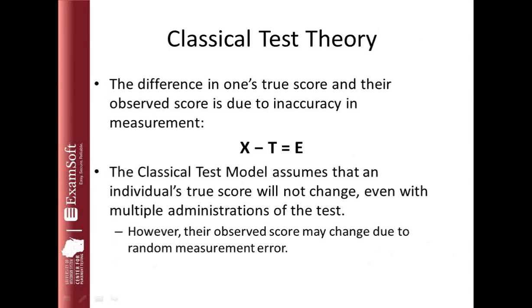And this classical model assumes that a person's true score or their true ability level does not change, even if we were to give a test over and over. However, the observed score does change, and this is due to that error component. And this is what we're interested in: how much error is associated with our measure? You can think of error as being quote-unquote badness of measurement, and reliability being goodness of measurement.